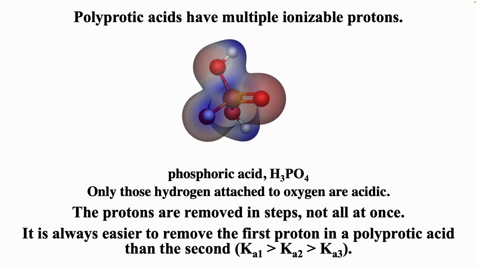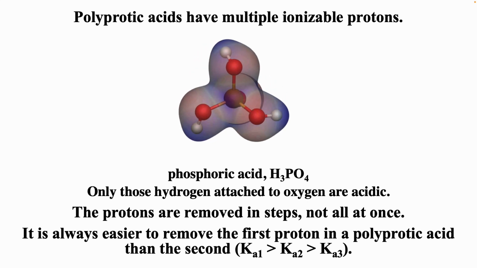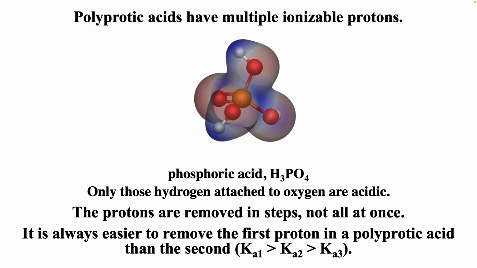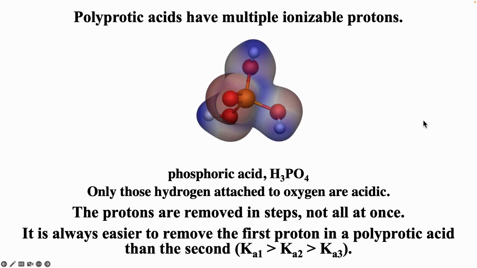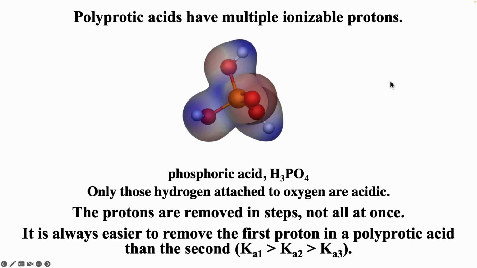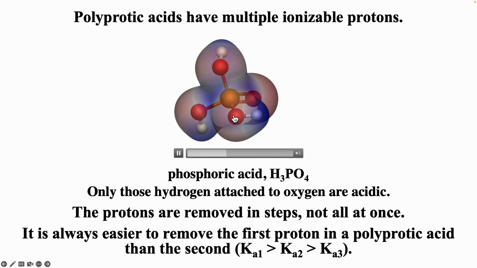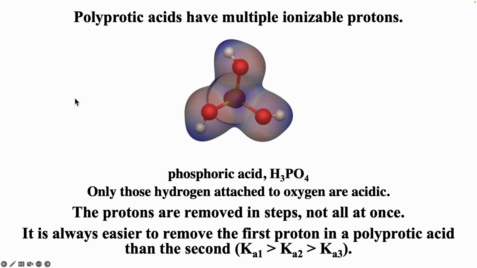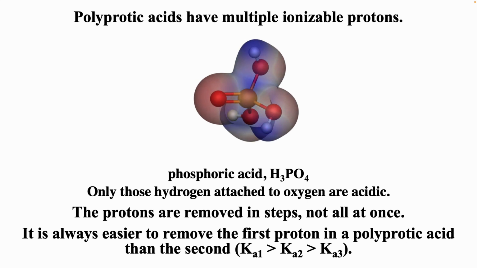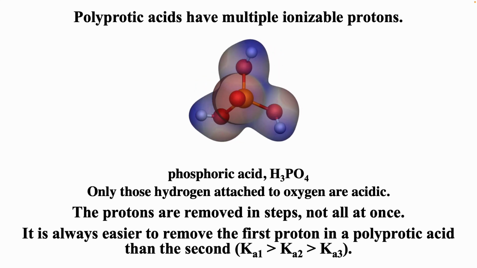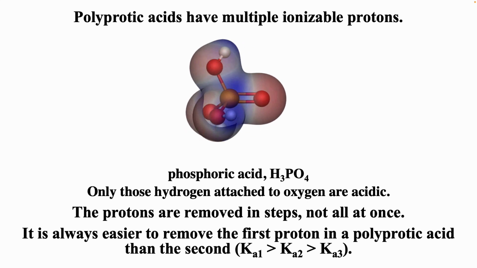Now, a polyprotic acid is one that has multiple ionizable protons, or multiple acidic protons. That just means protons that can leave the structure, can be ripped off as hydrogen ions. This is phosphoric acid. It's got 3 acidic protons. Now, the number of acidic protons on a molecule does not affect its strength. Remember, the strength of an acid is determined by its Ka. The bigger the Ka, the stronger the acid.